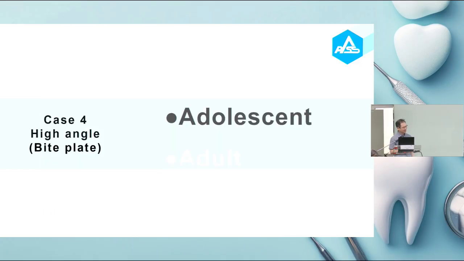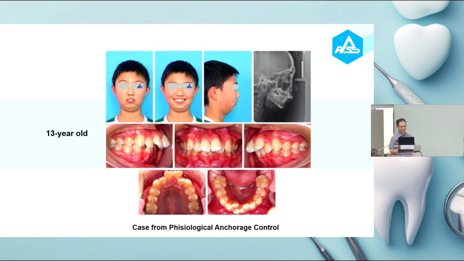Let's see another case. We use a bite plate to correct a high angle patient with deep overbite. It's an adolescent patient. This is a 13-year-old boy. This case is from our book, Physiological Anchorage Control.